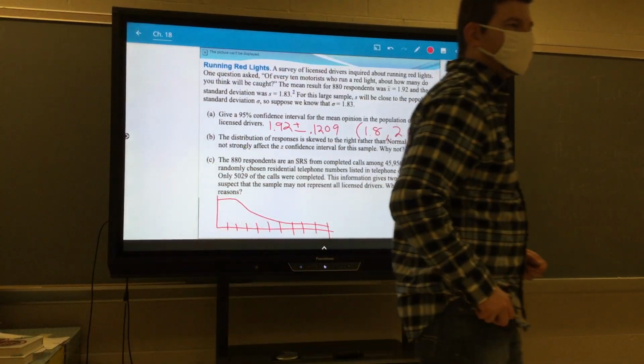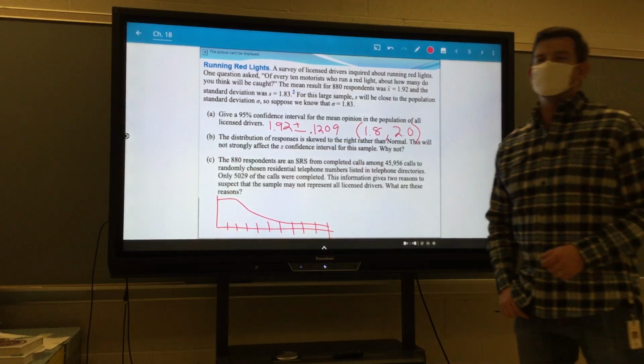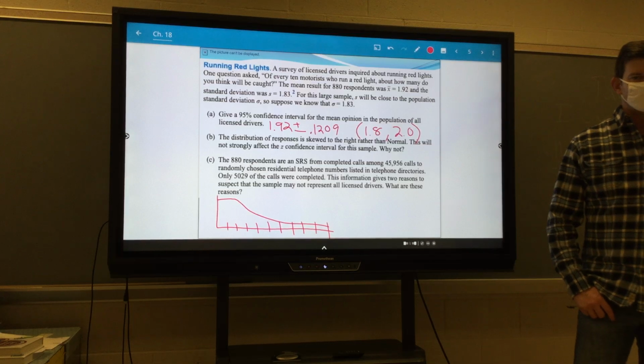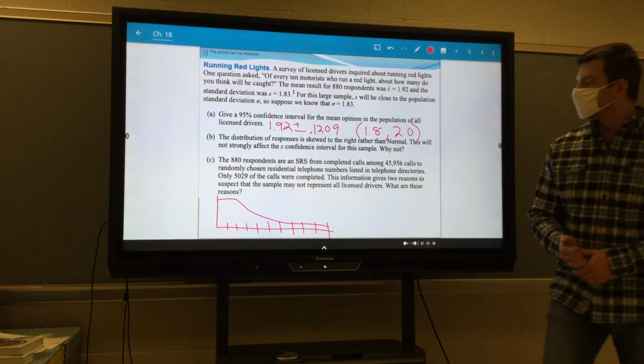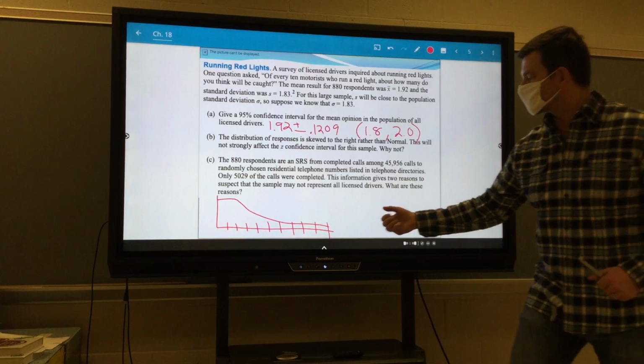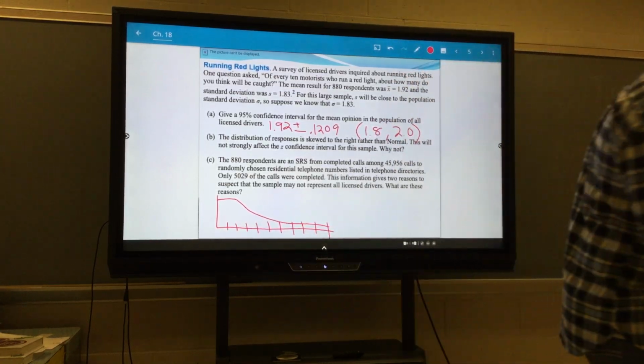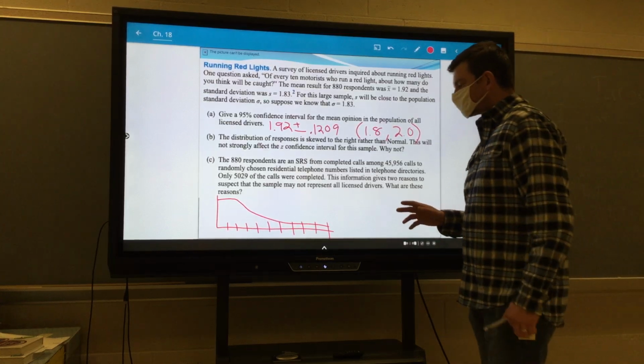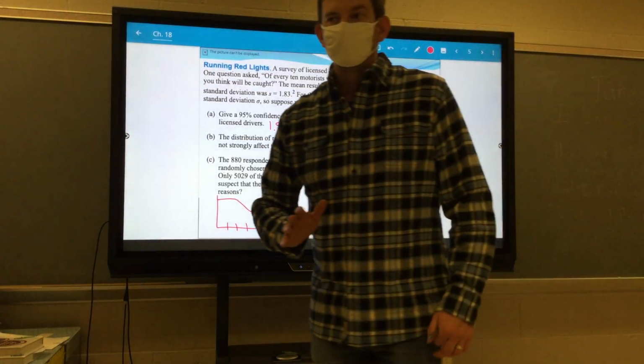There's probably a few people who think, yeah, they're going to catch 8 out of 10, 9 out of 10, all 10 of these people running red lights. So it's pulling that mean in this direction. It's skewed to the right. So this is clearly not a normal distribution, but that's okay.